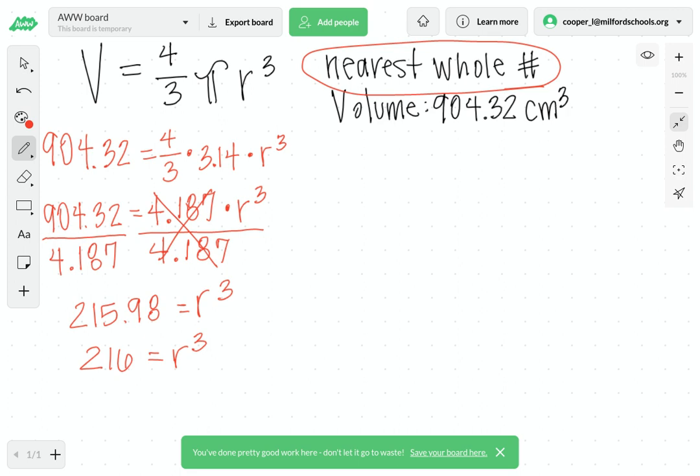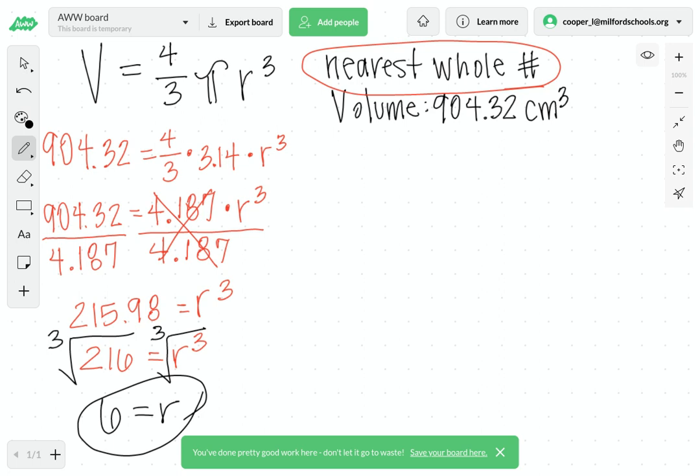Now, they don't want to know what r cubed is. They want to know what r is. So when something is cubed, you need to make sure that you uncube it, which we've learned is a cube root. And when I take the cube root of 216, I get 6. So my radius for this sphere and my answer for this question would be 6.